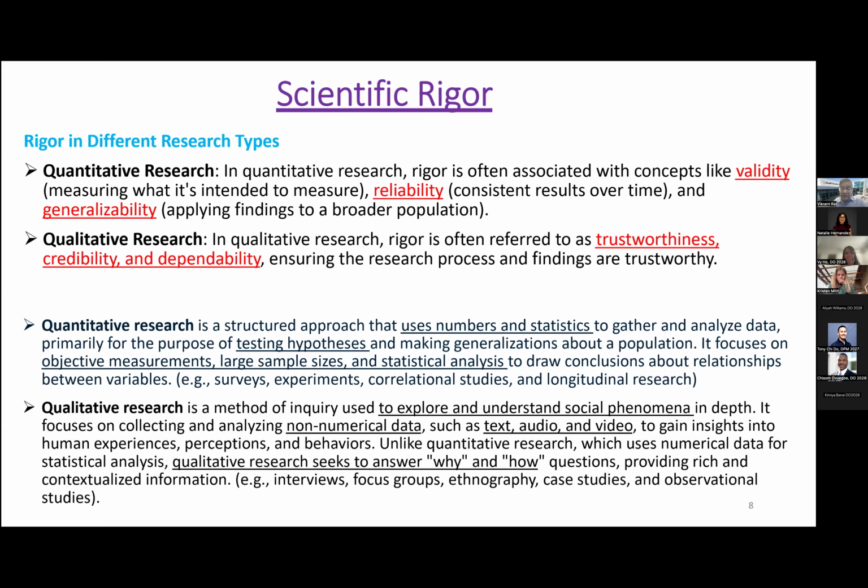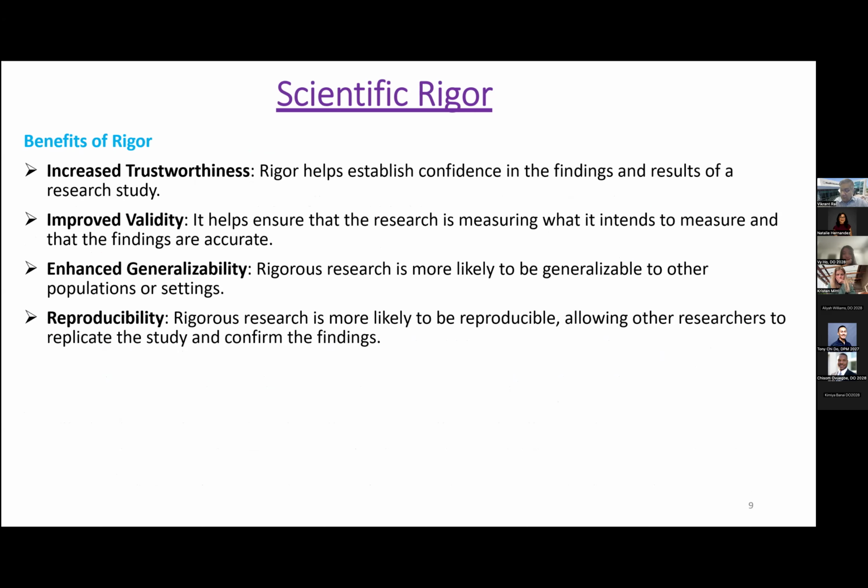So in quantitative research, rigor is often associated with concepts like validity, generalizability, and reliability. It means whatever data we are collecting is valid, is reliable, and can be generalized to the population. It should not be for a selective group of the population, like only for males or only for females, only for kids or only for the elderly, or a certain race. It should not be. It should be a generalized output. The same thing applies in qualitative research.